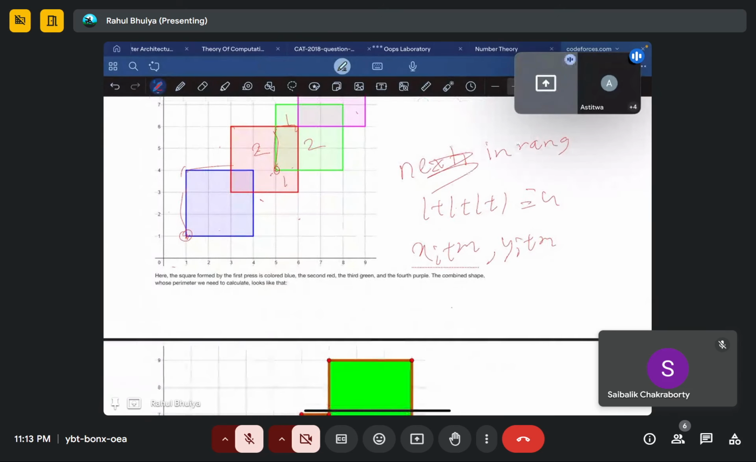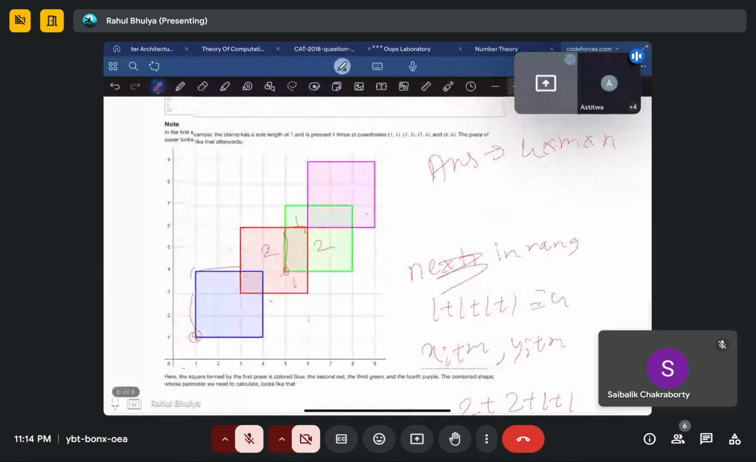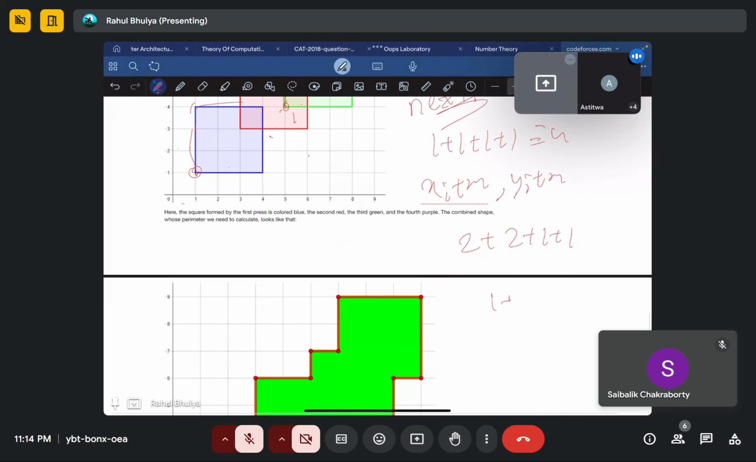So the summation is 2 plus 2 plus 1 plus 1. Again here you see from here to here, here to here. This is the region, and so we will minus this 2 and 1. So again 1 plus 1 plus 2 plus 2. So finally you have to subtract this one. What would be the answer? The final answer is minus 4, minus 6, minus 6. This would be the answer.